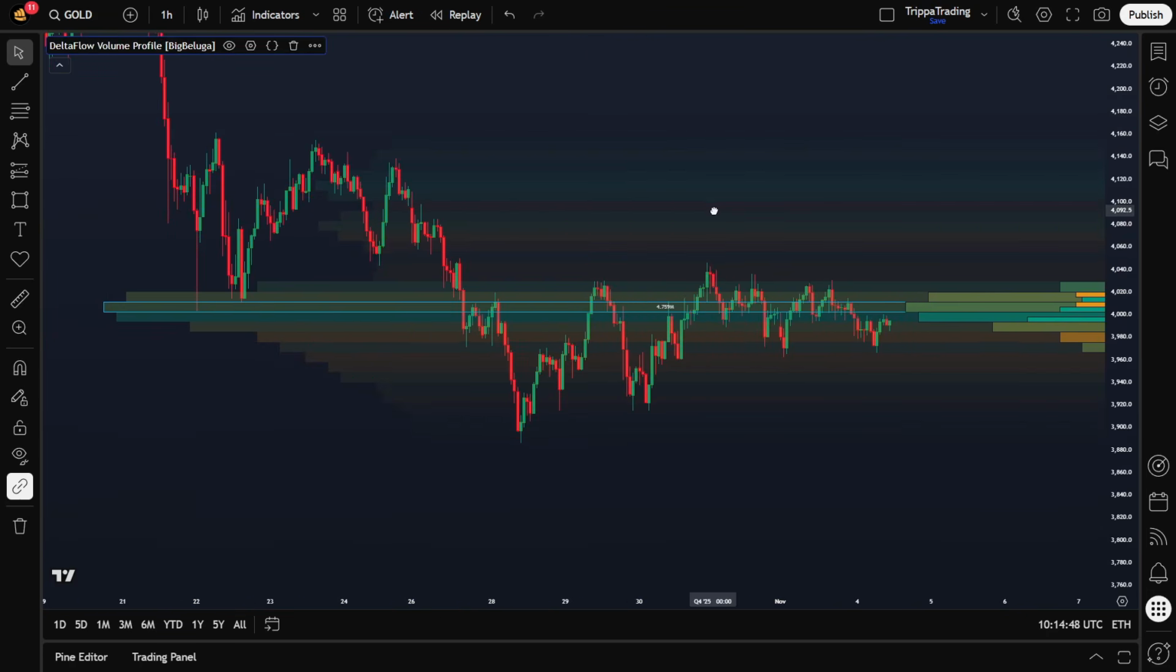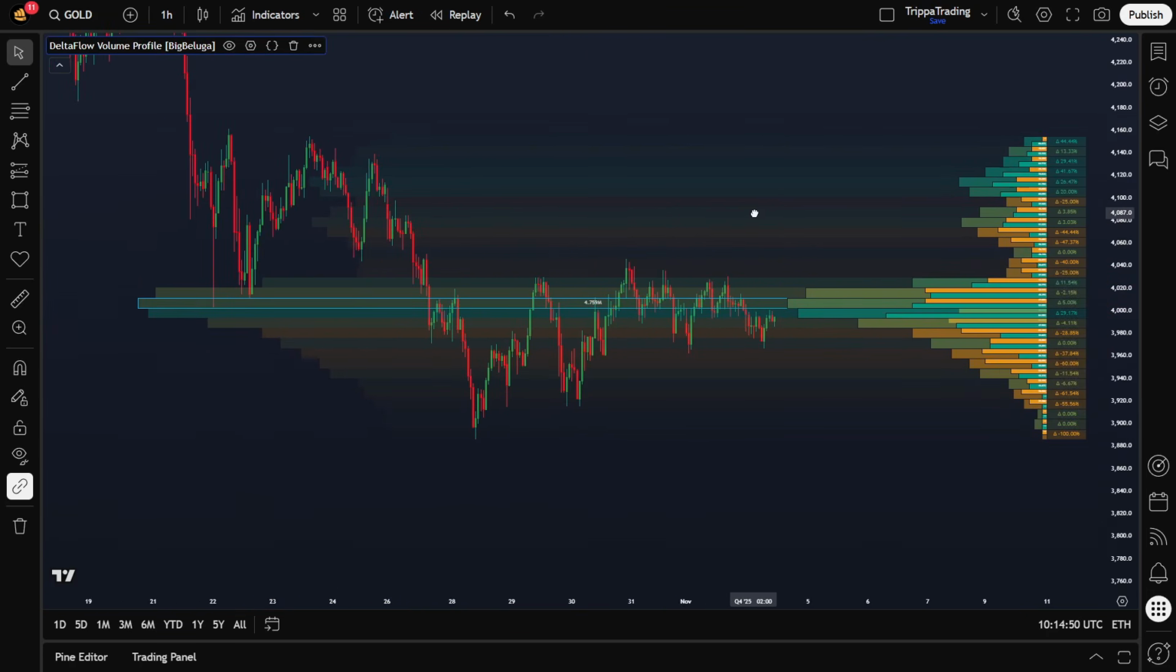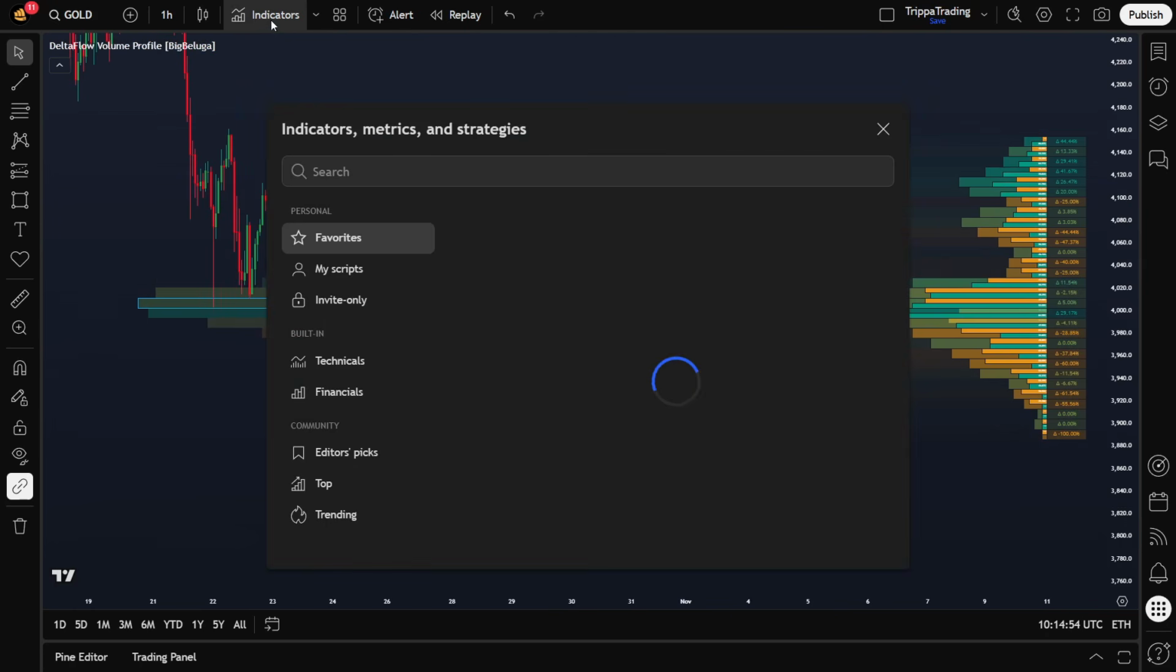That's vertical analysis. We also want to study volume through time candle by candle. That's horizontal analysis. For that, we'll add another free tool.